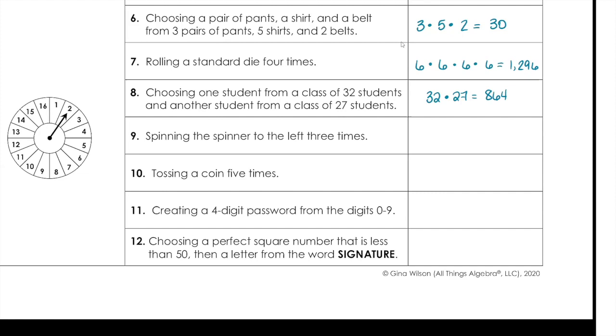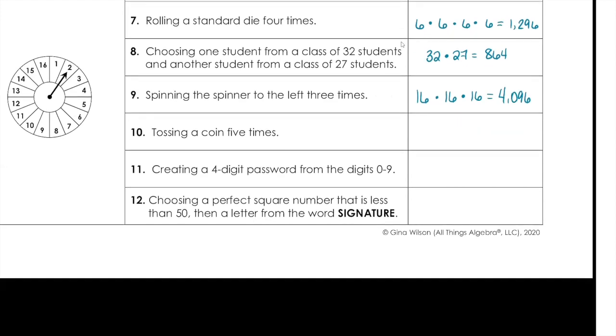Spinning the spinner on the left 3 times. Well, we got a spinner that has 16 possible outcomes on it. So the first time we spin it, we got 16 chances. The second time we spin it, there's 16 chances. And the final time we spin it, there is still 16 chances. So 4,096. Tossing a coin 5 times. So 2 times 2 times 2 times 2 times 2, or 2 to the 5th, which would be 32.